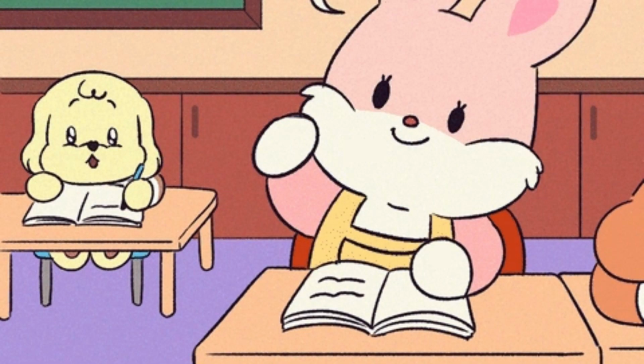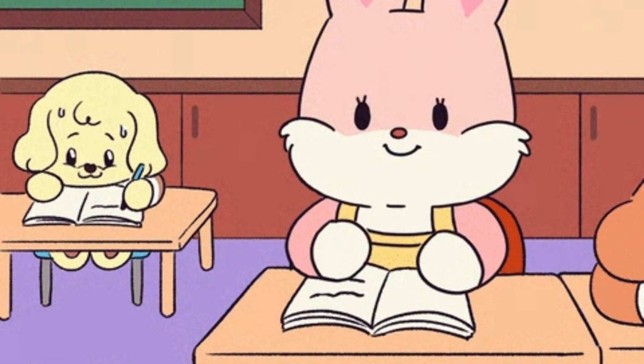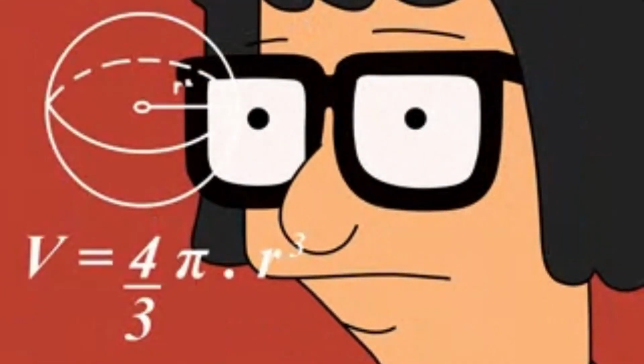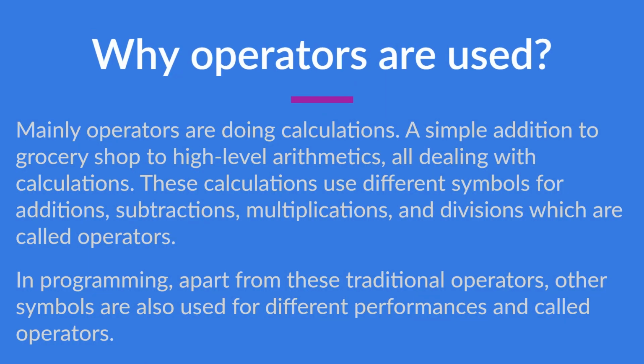From the very childhood, we are familiar with operators. When we start mathematics we are accustomed to operators. In programming including PHP, operators are very much involved. Mainly operators are doing calculations. A simple addition to grocery shop to high-level arithmetics, all dealing with calculations. These calculations use different symbols for additions, subtractions, multiplications, and divisions which are called operators. In programming, apart from these traditional operators, other symbols are also used for different performances and called operators.